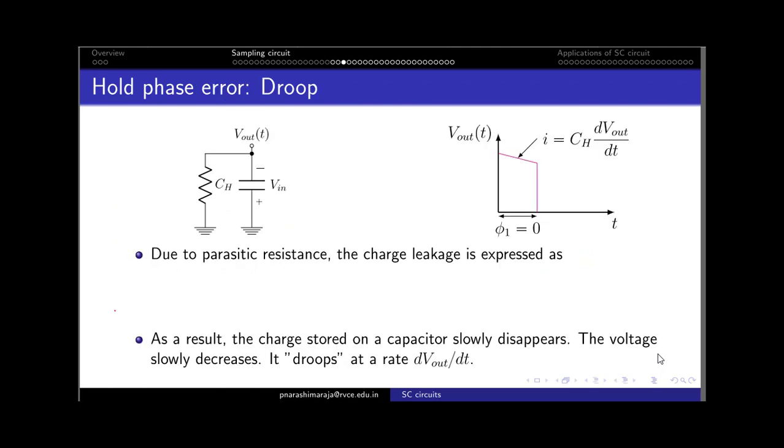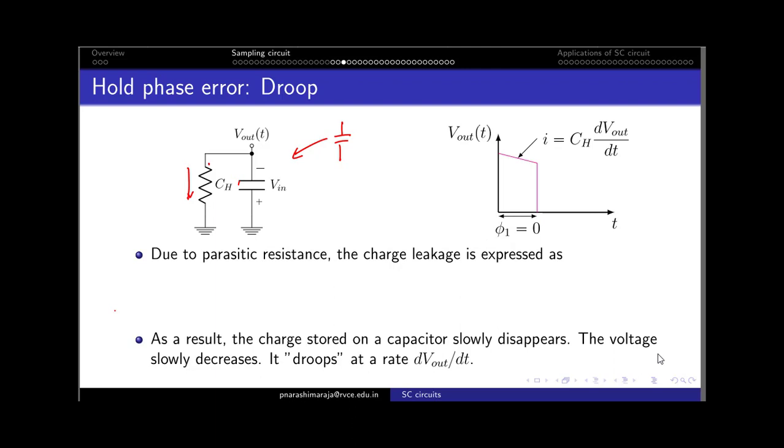Droop is a phenomenon where the charge stored on the capacitor CH leaks due to the non-ideality of the capacitor CH. One can model this leaky capacitor as an ideal capacitor in parallel with a resistance which mimics the parasitic resistance of the device.